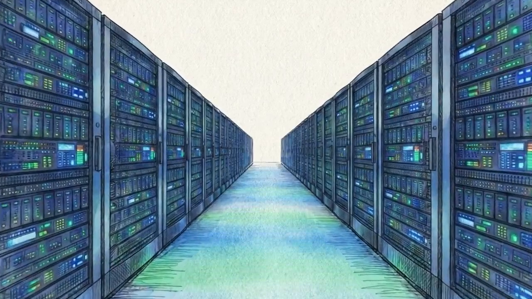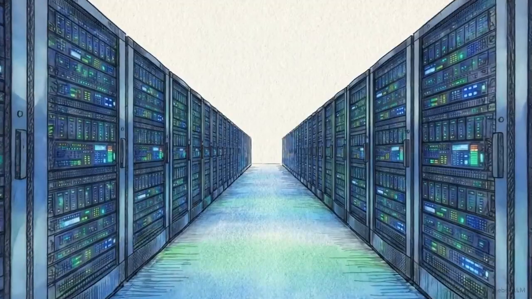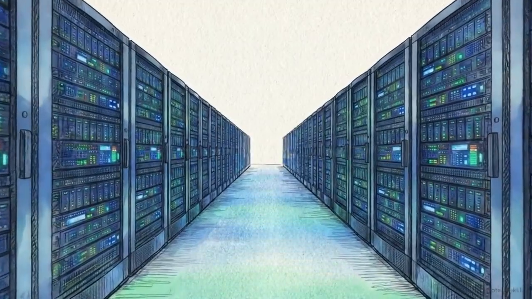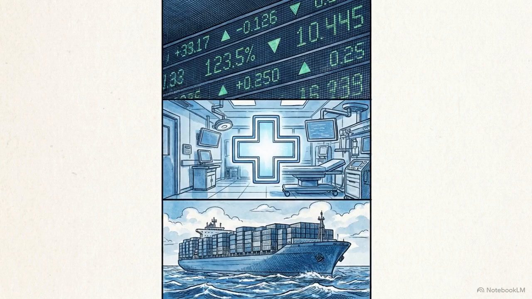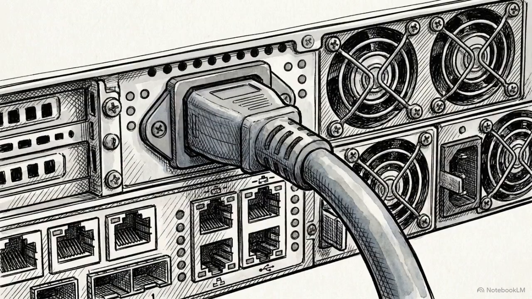What you are looking at is a modern high-density server rack. A single row of these machines consumes enough power to run a small neighborhood, processing the data that keeps global financial, medical, and logistical systems operational. But the availability of that computing power relies entirely on a continuous, perfect flow of electricity. If the current drops for even a fraction of a second, the servers shut down and the data stops moving.